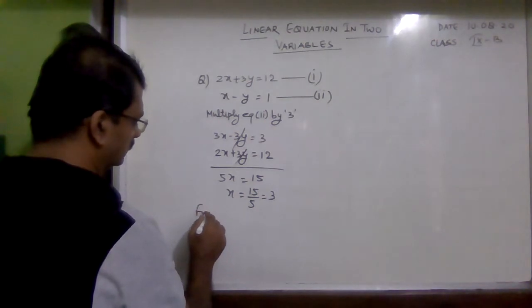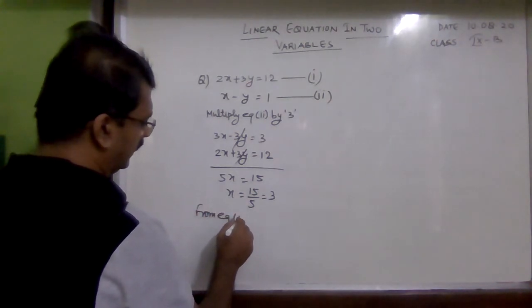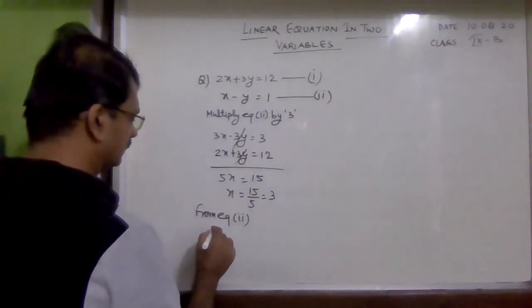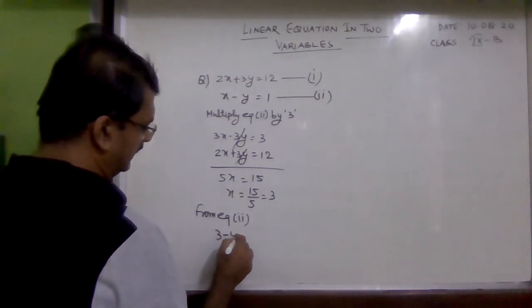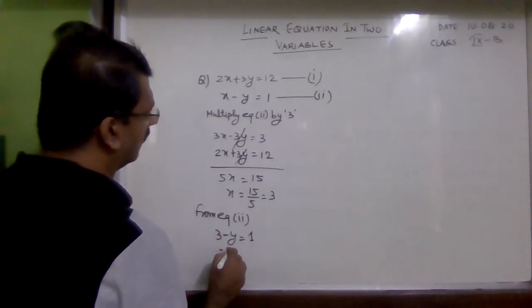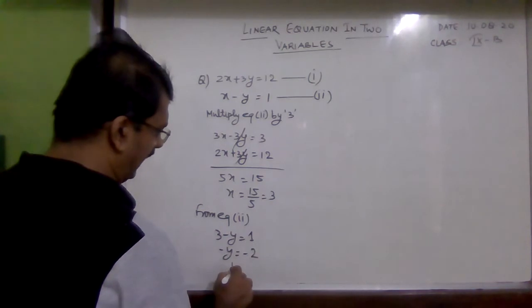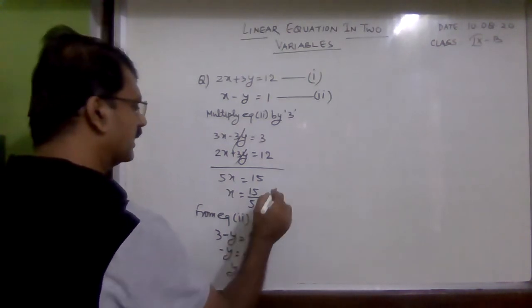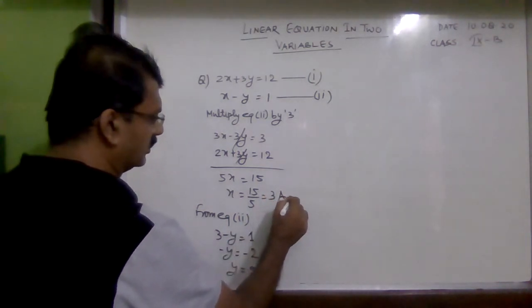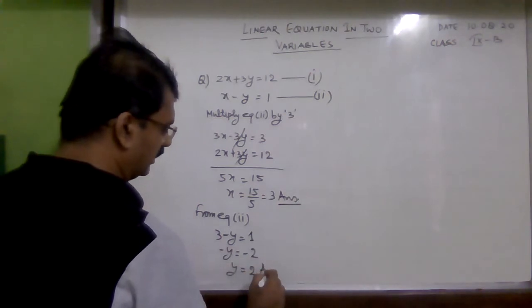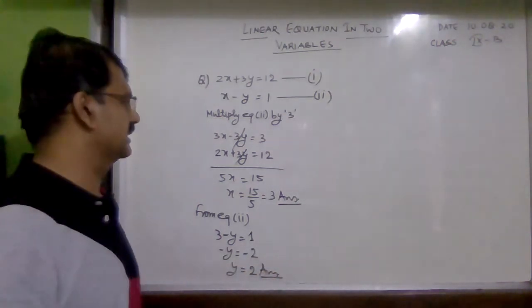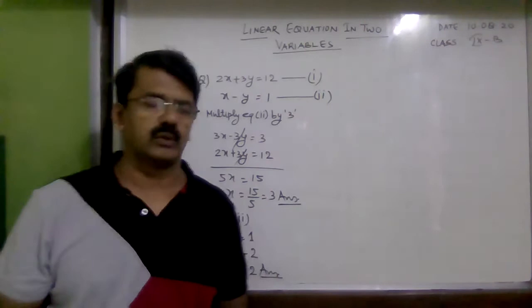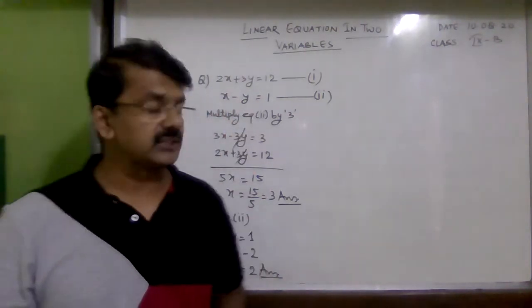From equation 2, 3 minus y is equal to 1, minus y is equal to minus 2, so y is equal to 2. So now you can see x is equal to 3 and y is equal to 2 is our answer. That is the solution of these two linear equations.